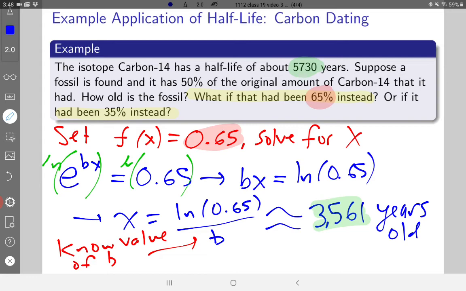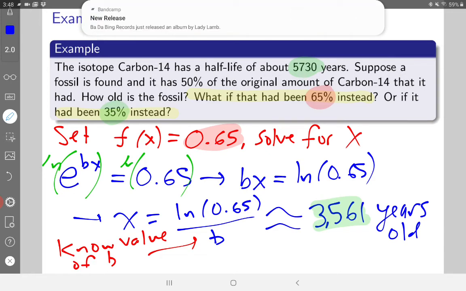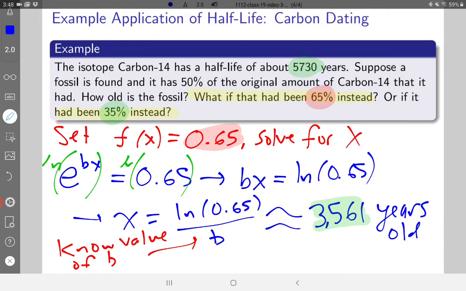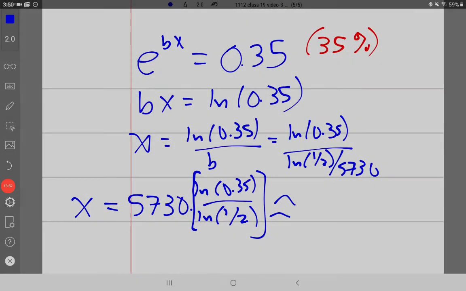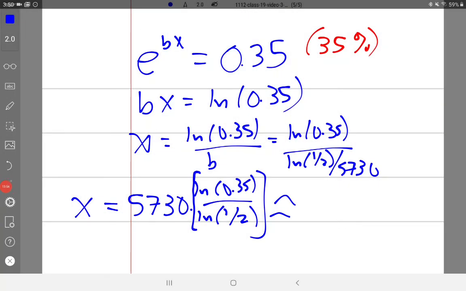And that also should help me predict what's going to happen with my next question when I say, how long will it take to decay all the way down to 35% of the original amount? Well, I anticipate this answer to be a little bit larger than 5,730. And here I've set up and written out some of the steps for doing that, and setting the function equal to 0.35 for 35%, taking a natural log of both sides, dividing by b, and then here I've plugged in what we know the value of b is from previous work.